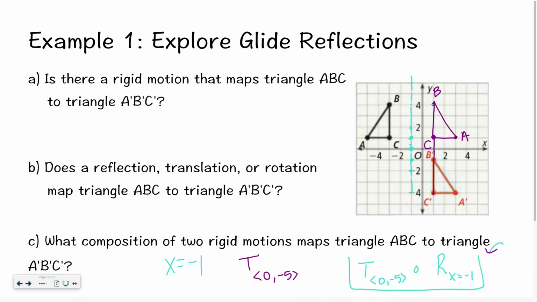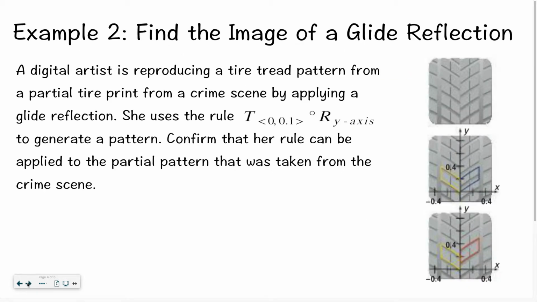So this would be the composition, except I forgot one last thing, and that's to say what image you are translating. So that is how you write a composition of two rigid motions. Sometimes working backwards helps, or looking to see how you can get a figure to face the same way.